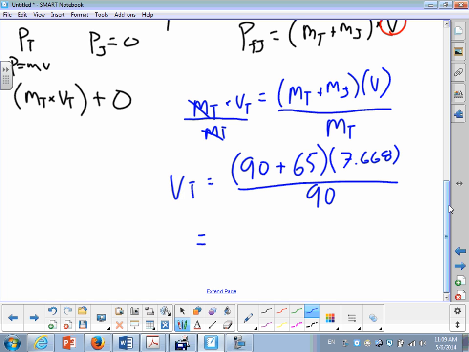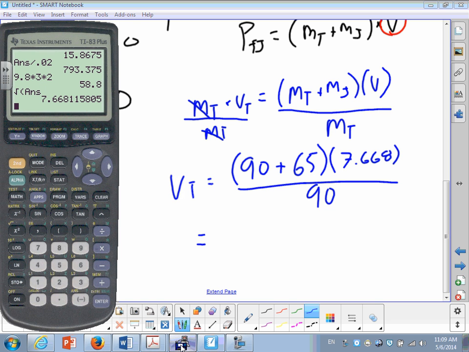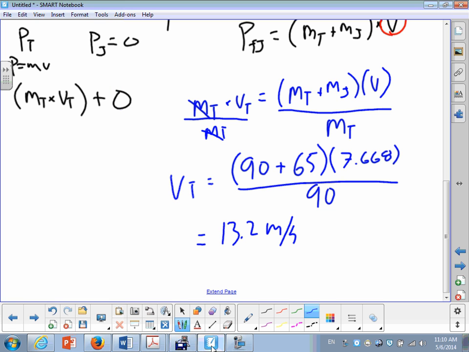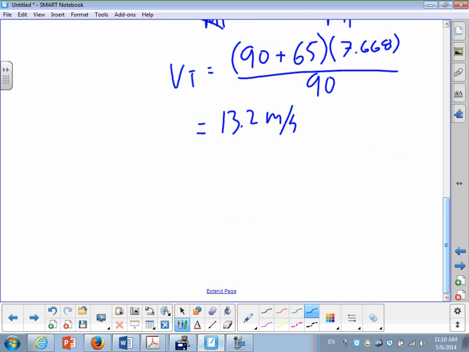Plugging this into our handy-dandy calculator, what do we find? 7.668 times 90 plus 65 gives me a nice large number, but then I'm dividing that by 90 as well. This gives me a total velocity for Tarzan of 13.2 meters per second. That's great, and that's the solution we were looking for. That was Tarzan's velocity. However, a really neat thing that I love to do is figure out what this means in kilometers per hour, because that's something we're all a bit more familiar with, and it never hurts to brush up on conversions.